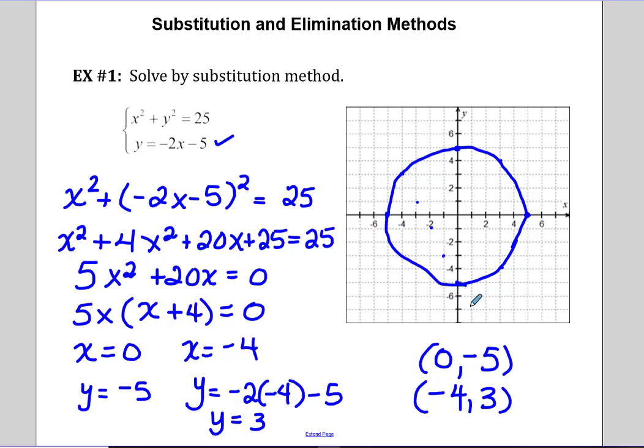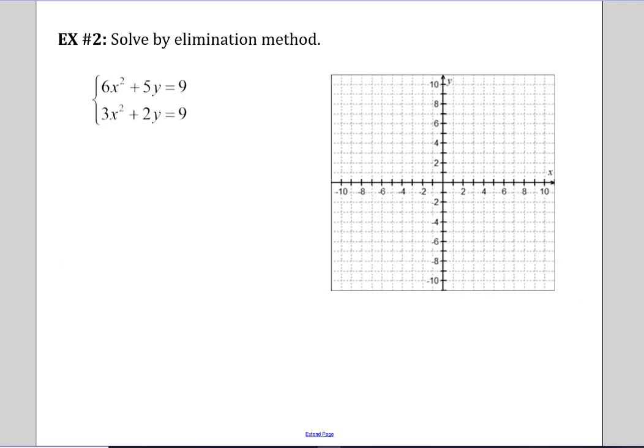So there's where our intersection is. And we have that line going through there. And we can clearly see here's one solution. When x is negative 4, y is 3. And here's our other solution. When x is 0, y is negative 5. So that's pretty straightforward. Just a review of things we know from Algebra 2.